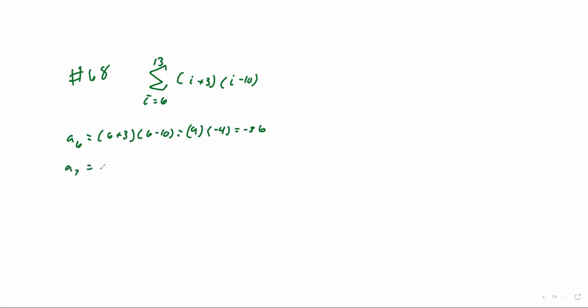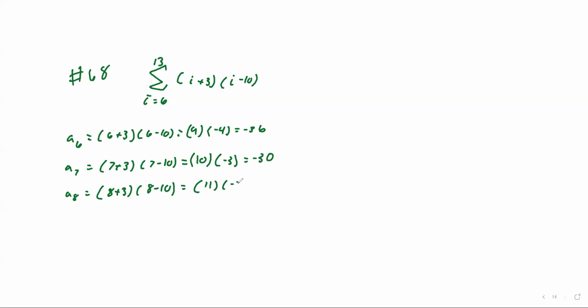A sub 7 would be 7 plus 3, 7 minus 10. So that would give me 10 times negative 3, which will give me negative 30. A sub 8, that'd be 8 plus 3, 8 minus 10. So that'd give you 11 times negative 2. So that would be negative 22. I was really hoping there was a pattern there, but I do not see it now.